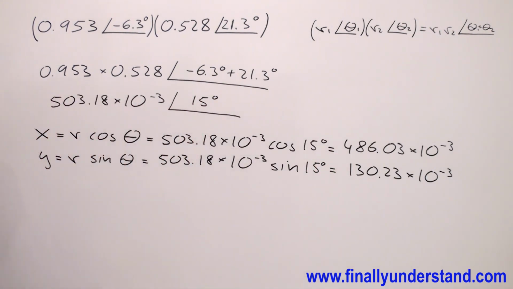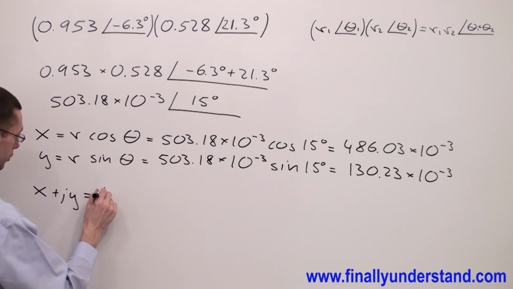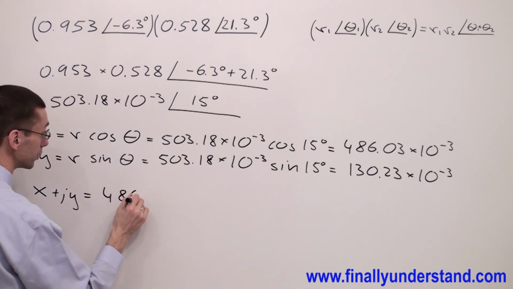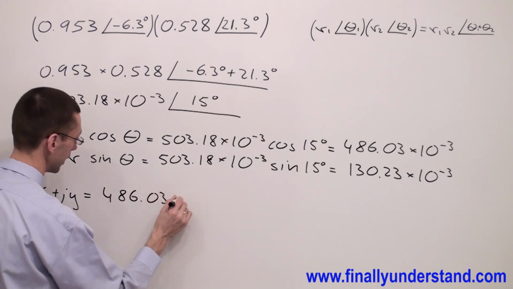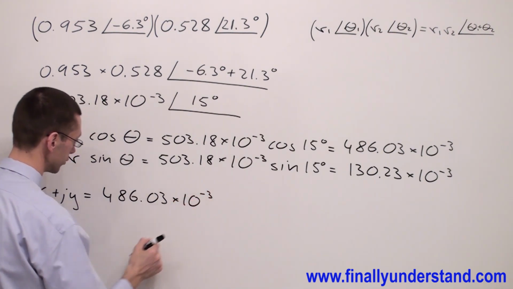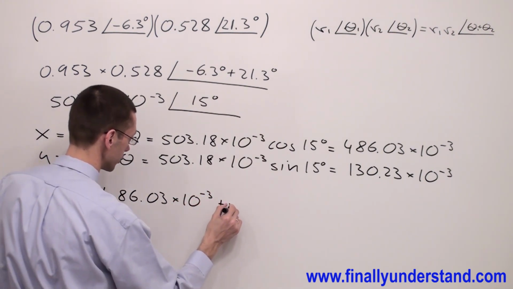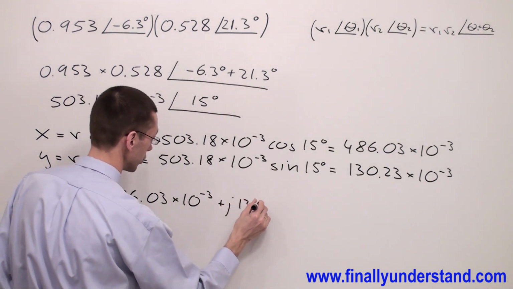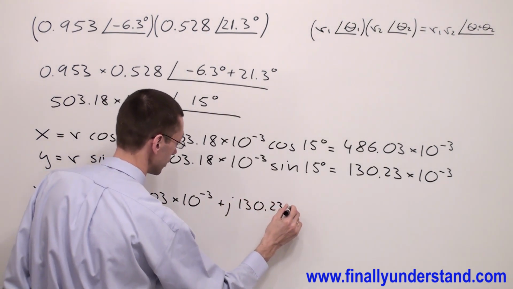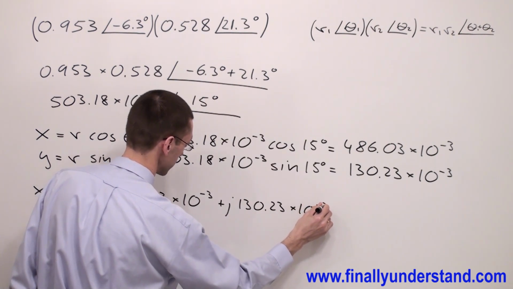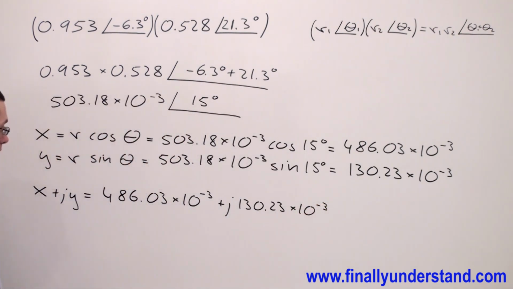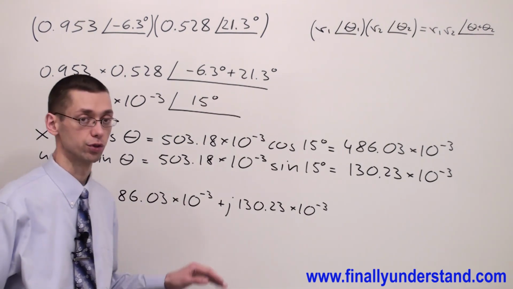So if you want to write the answer in rectangular form, you're supposed to simply write that x plus jy is equal to, my real part is 486.03 times 10 to negative 3 plus j 130.23 times 10 to negative 3. Okay, so this is the solution to my problem.